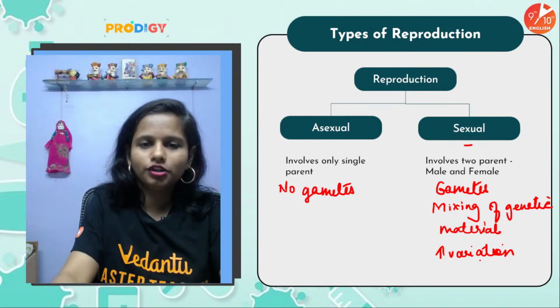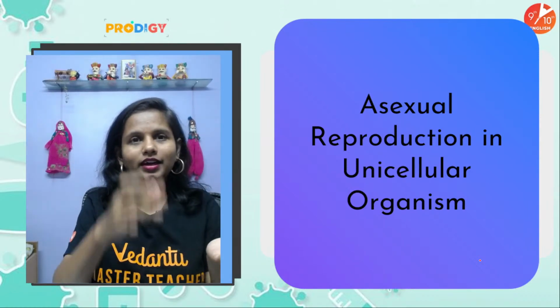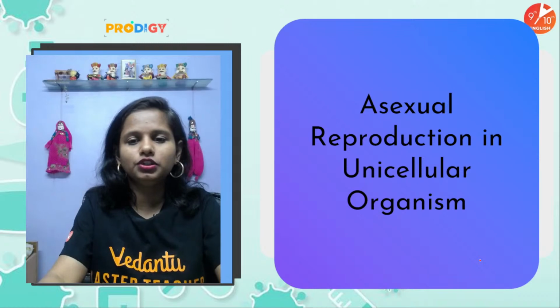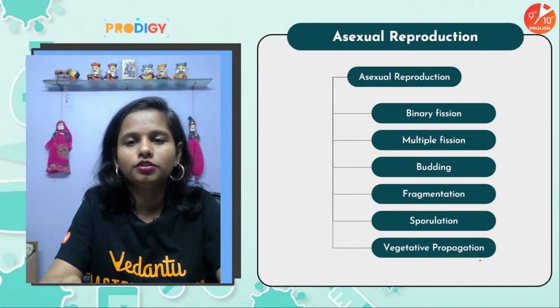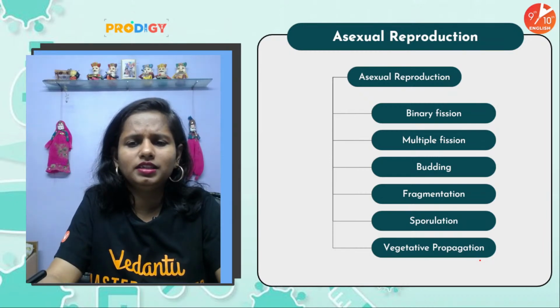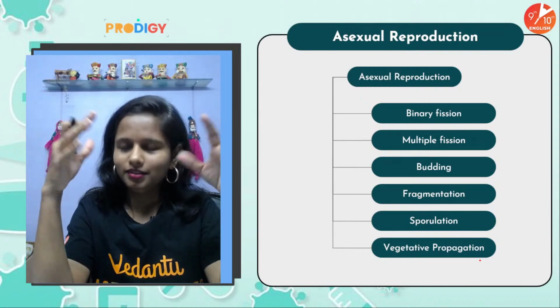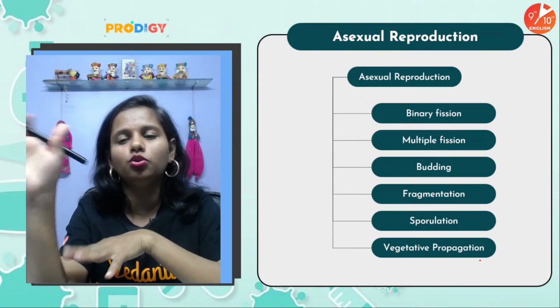Now asexual reproduction in unicellular and in multicellular organisms. Let's first focus on unicellular reproduction. Let's look at asexual reproduction in both unicellular and multicellular organisms.